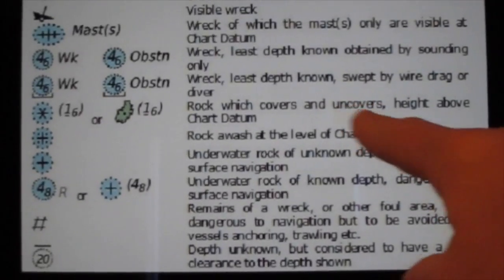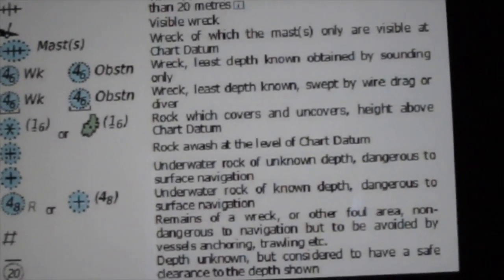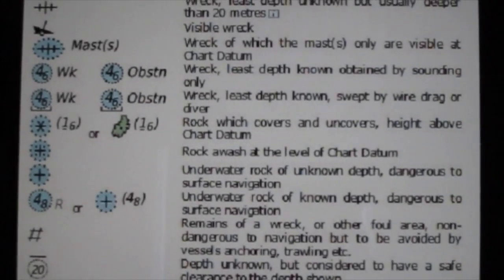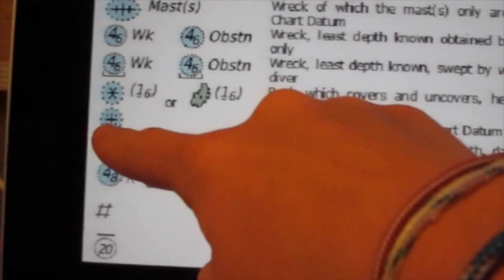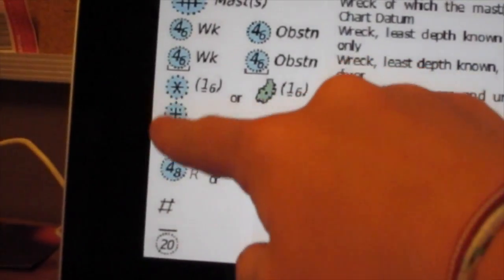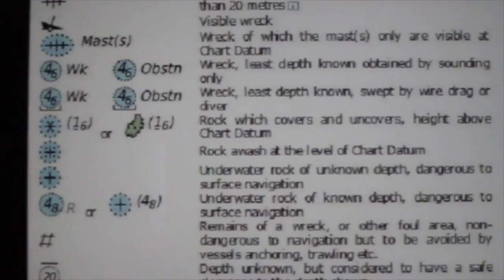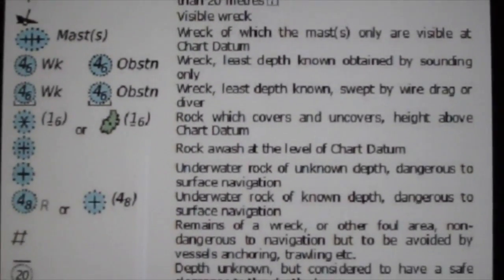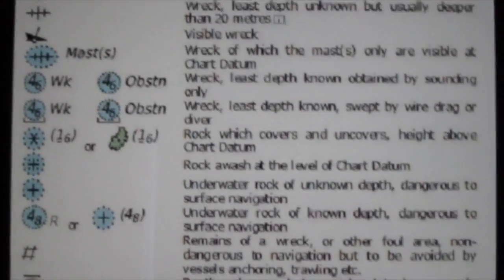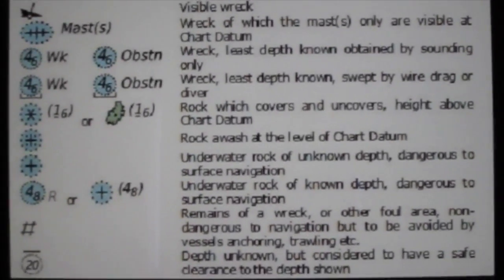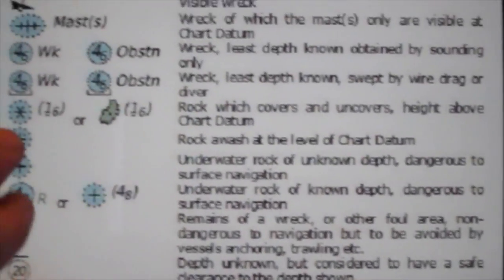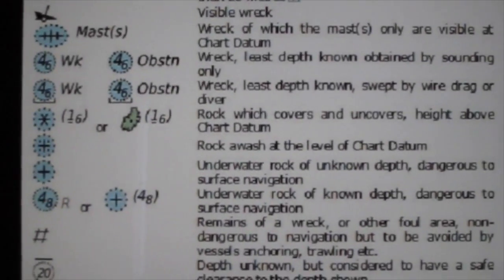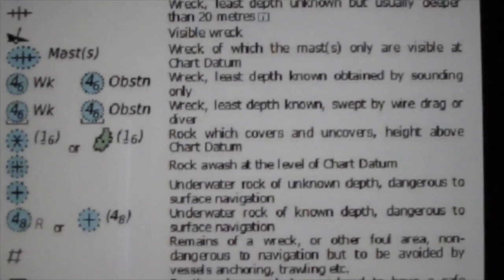It's a rock which uncovers, so that means that based on tides it could be visible or it could be hidden. This next one is a rock. It's a dotted line with a little cross and a couple dots around it. That basically means it's a rock that's underwater at sea level, so you can't see it from above, but it is there. These next two are rocks that are underwater, and one of them is at unknown depth and the other one is at known depth.